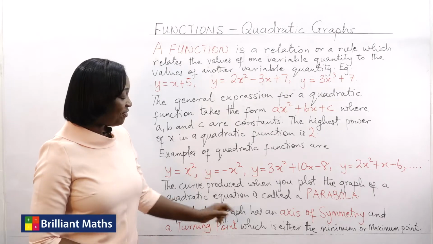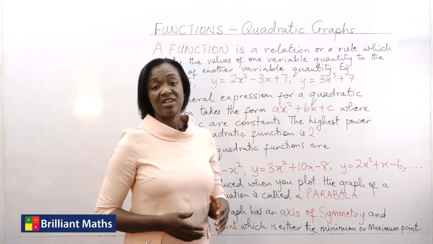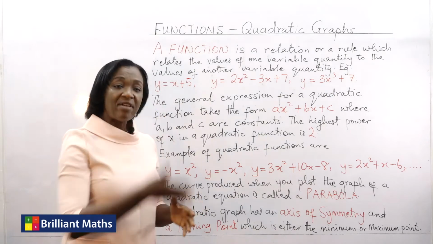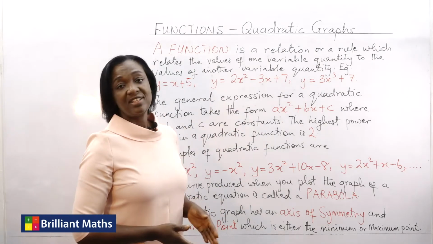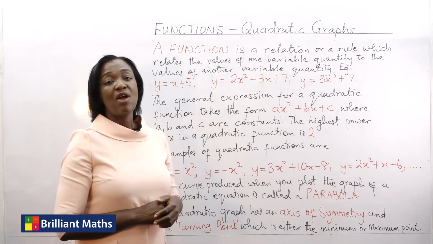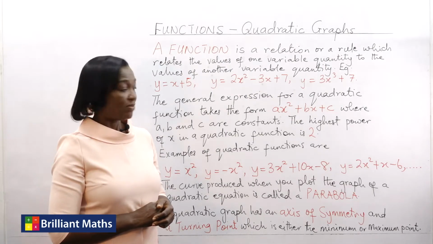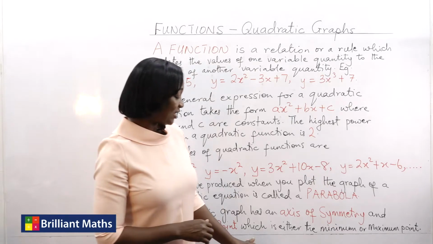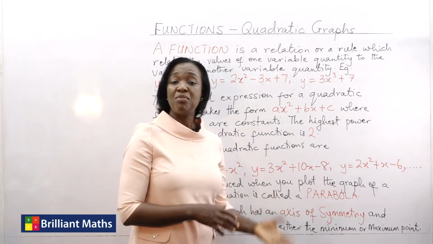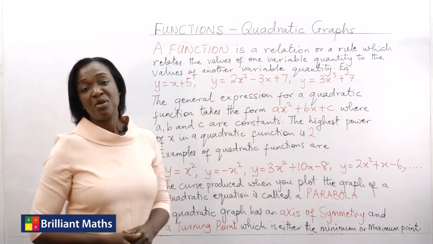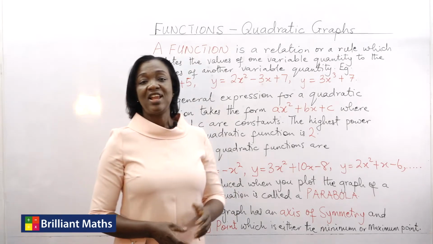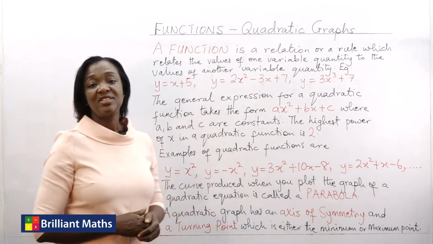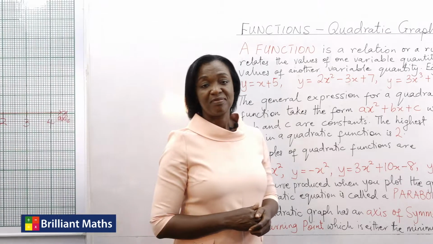A quadratic graph has an axis of symmetry. That's a line parallel to the y-axis that divides the graph into two. It also has a turning point, and that turning point will either be the minimum point or the maximum point of the graph. Let's try and plot some of these quadratic graphs.